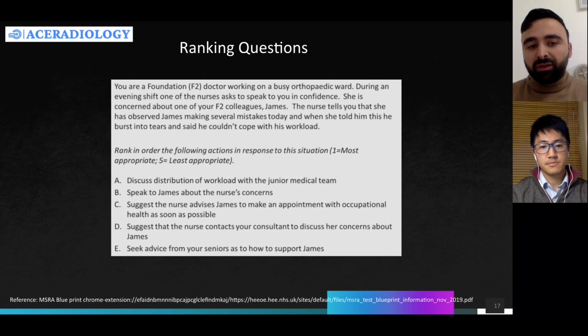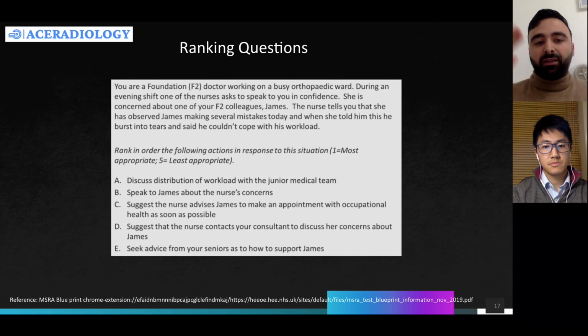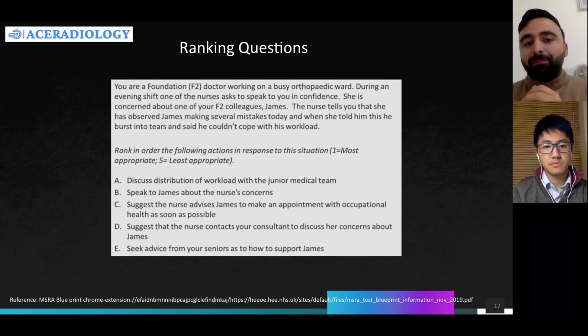So the one I would rank first is B, speak to James about the nurse's concern. So directly going to James and saying, what's going on, what's happening, and working out ways on how you could overcome the problem. So B would be first, and then C would be last. So I know I've set those 2. And then what about A, D, and E? Then I say, is B more appropriate or is A more appropriate? Now, to me, B is more appropriate because you're going to James and you're discussing the problem at hand and solving the problem.